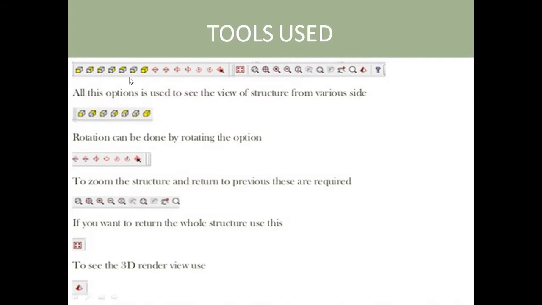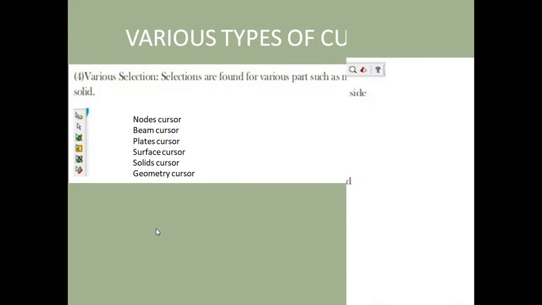Here we have all the options for viewing the structure from various sides, like the rotation, rendering and views. These are the viewports: front, back, side, left, right, top, bottom, and this is 3D. We can rotate our structure using the rotation toolbar, and the zoom is used for zooming. This icon shows the whole structure, and this is used for rendering, so we can see the 3D model.